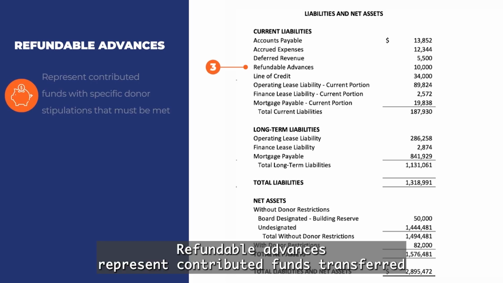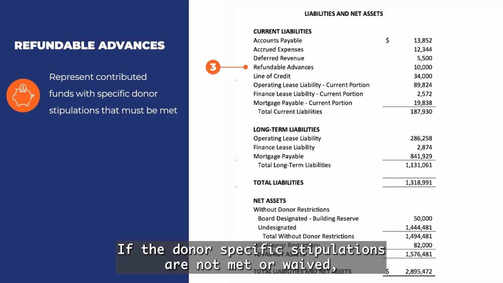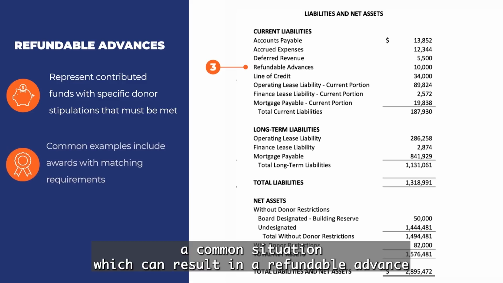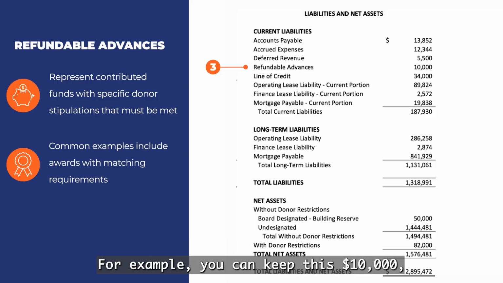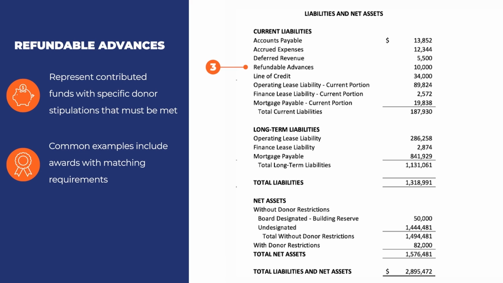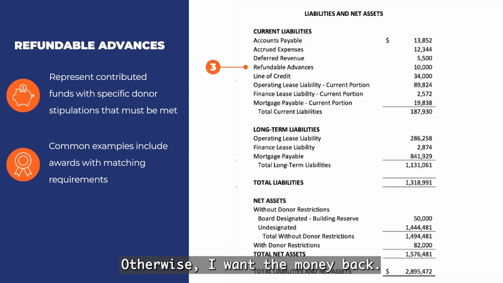Refundable advances represent contributed funds transferred to a nonprofit that a donor has requested be returned if the donor-specific stipulations are not met or waived. A common situation which can result in a refundable advance is when a donor stipulates a matching requirement. For example, you can keep this $10,000, but only if you raise another $10,000 within 90 days. Otherwise, I want the money back.